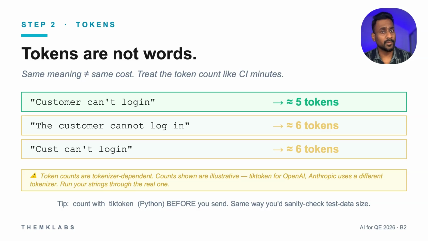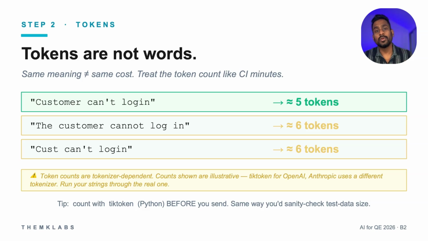Now read the disclaimer at the bottom with me because it really matters. These counts are tokenizer dependent. Tiktoken is for OpenAI. Anthropic uses a different tokenizer entirely. So don't trust my round numbers. Run your real strings through the real tokenizer before you optimize anything. Those websites that I showed earlier would really help you if you want to optimize the way you want the LLMs to perceive this token. And yes, you can really tweak them.